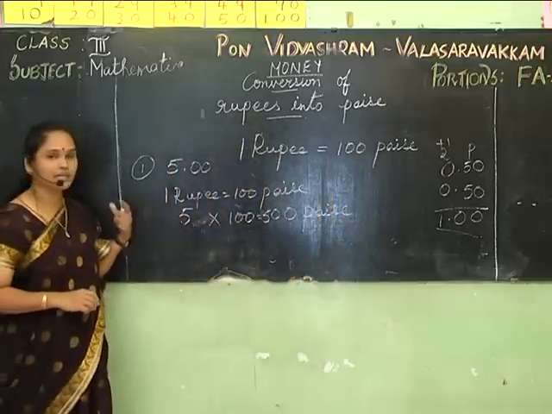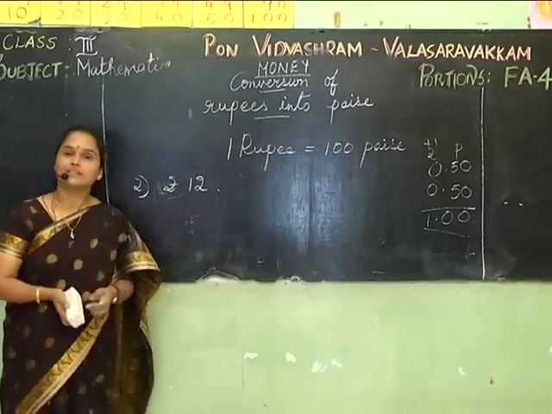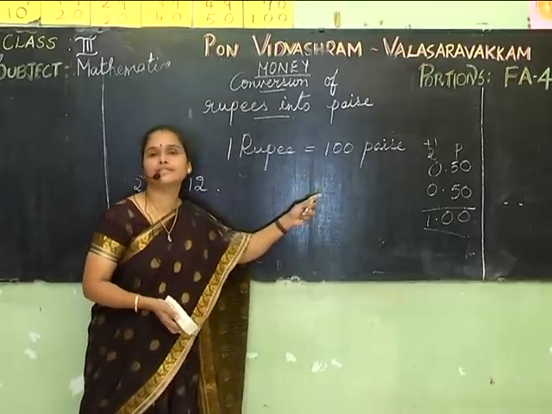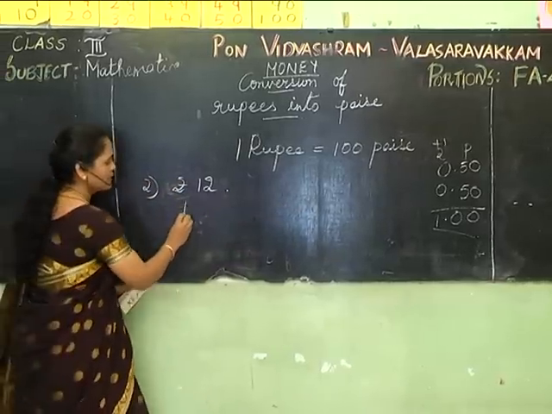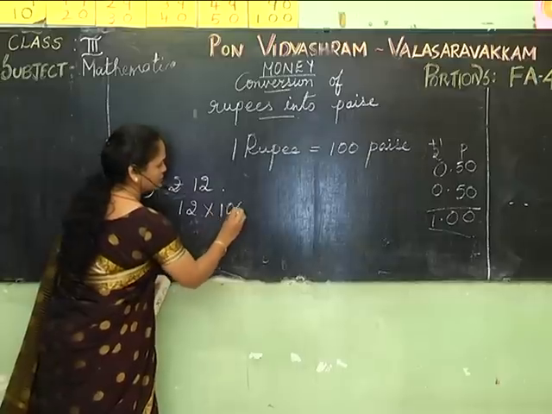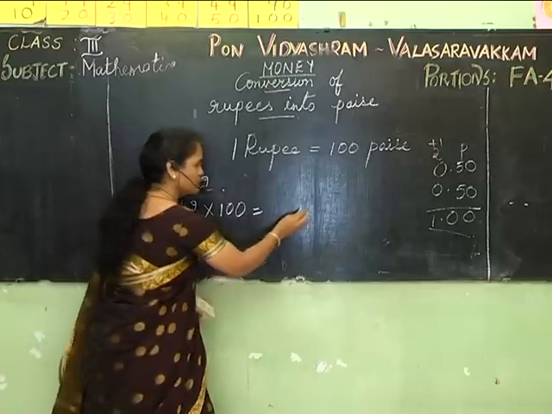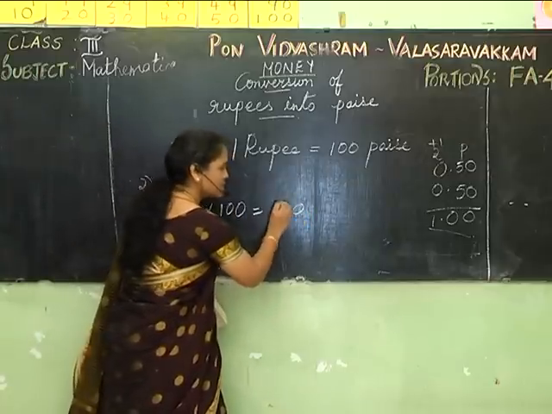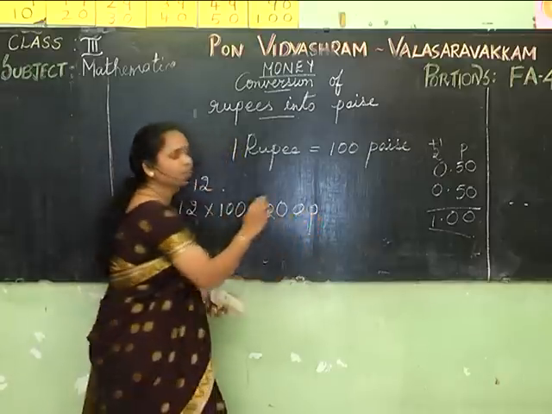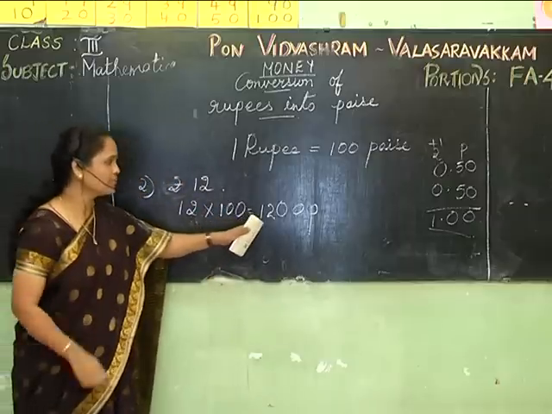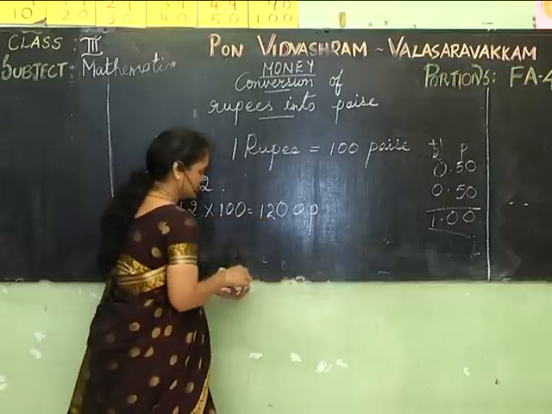Is it clear, children? I'll give you one more example. How do you convert 12 rupees into paise? The same thing. Since 1 rupee is 100 paise, if you have to find how many paise make 12 rupees, multiply 12 into 100. So it is 1200 paise. Okay.